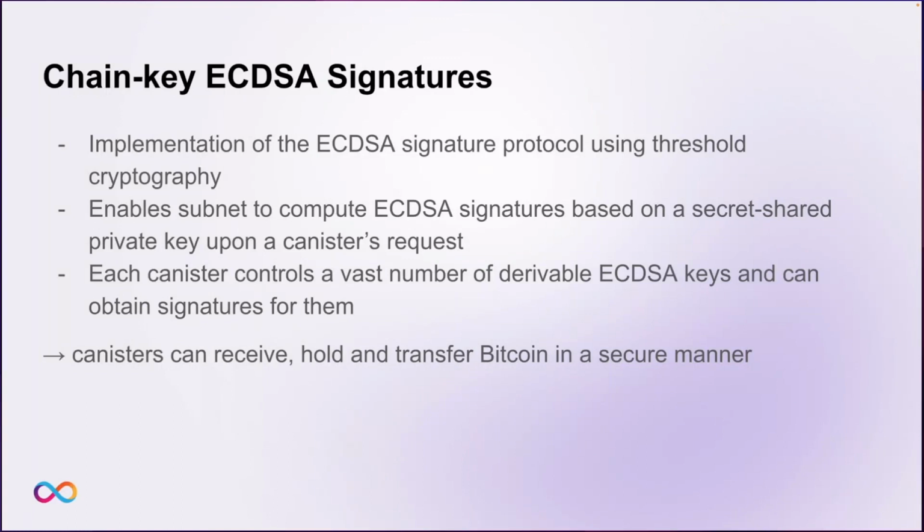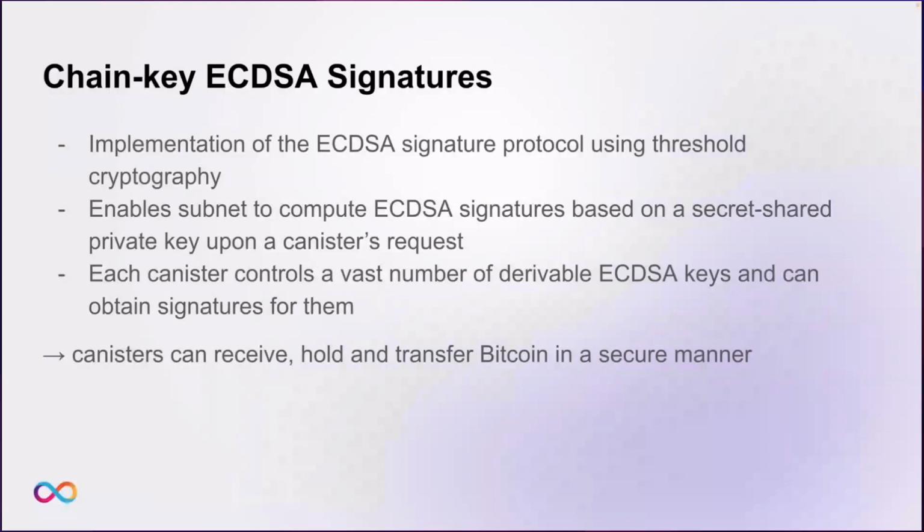In a threshold ECDSA protocol, the private ECDSA key is secret shared between multiple parties, and only an eligible quorum of the parties can generate a signature using their respective private key shares. And that means that the secret signing key is never stored in one location, because otherwise that would become a single point of failure. But instead, it is split up in secret shares, and each secret share is stored on a different machine, so on a different node in the subnet.